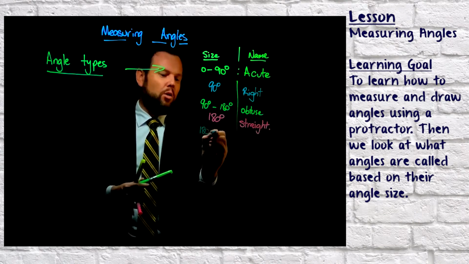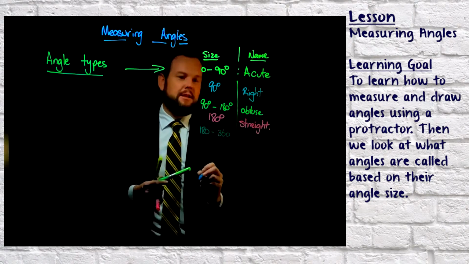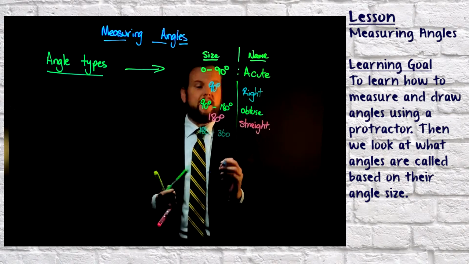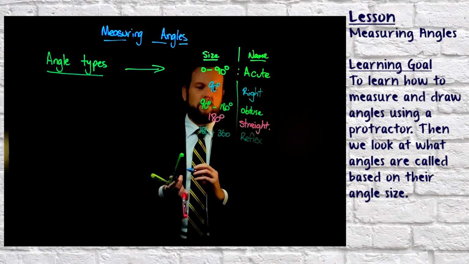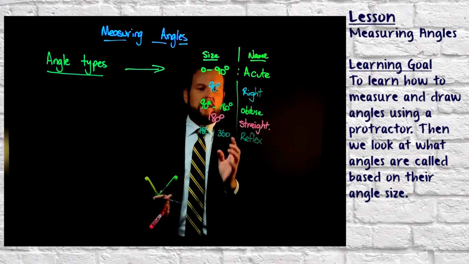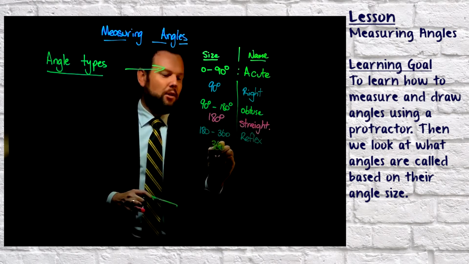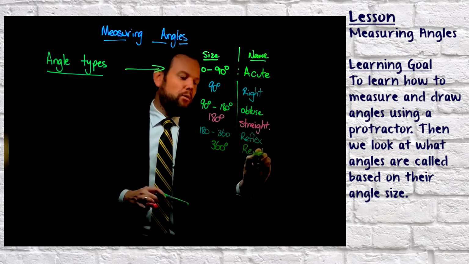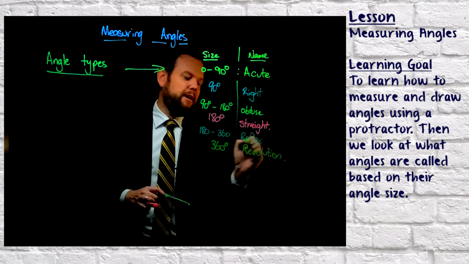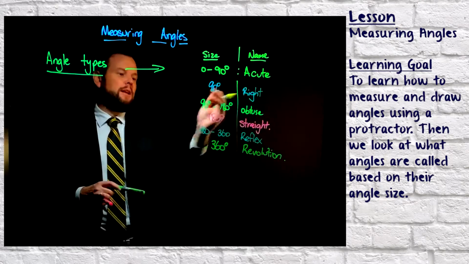And then our next measurement is from 180 all of the way to 360, okay? And they are called reflex angles, okay? Reflex angles. Last but not least, last one is 360 degrees is called a revolution. A revolution, okay? So they are our angle types, our sizes, and our names.